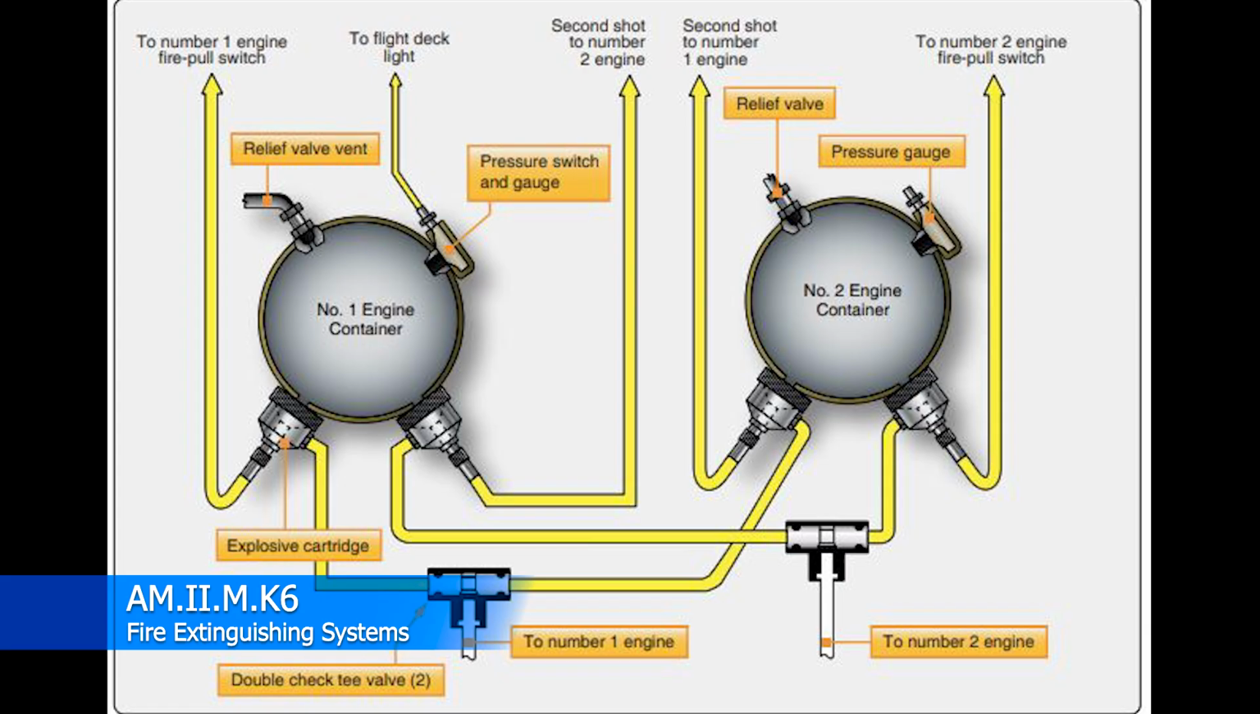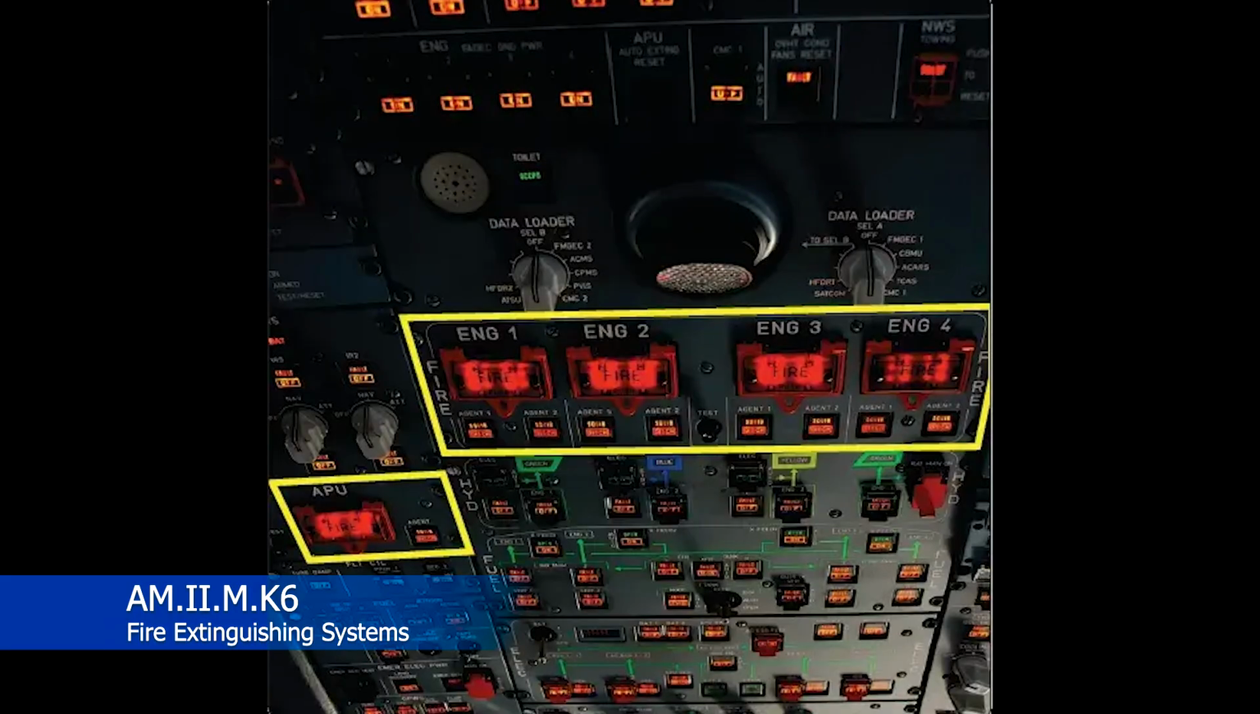So really, it's not that complicated or fancy. It's pretty simple. If there is a fire, you're going to hit a button in the cockpit that's going to command the squib to fire. When that squib fires, all that pressure's got to go somewhere, and it's going to go right to where the fire is. So this is in the cockpit.